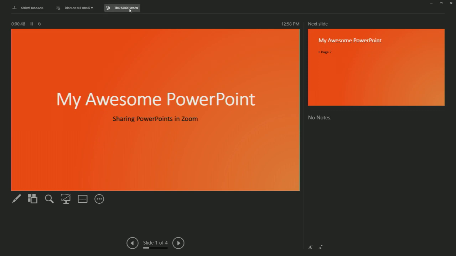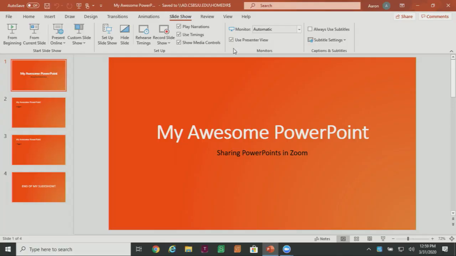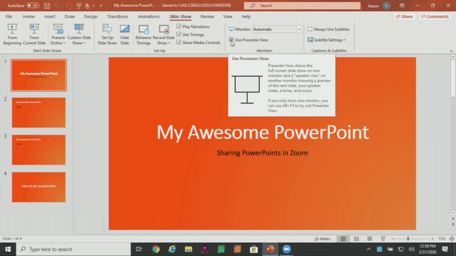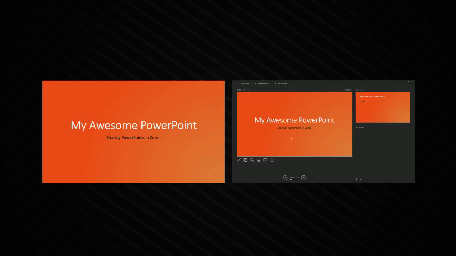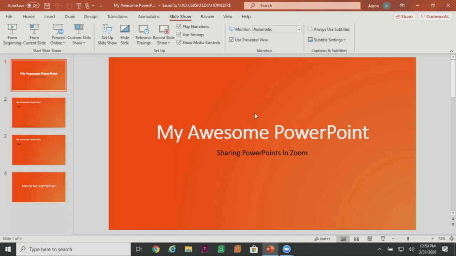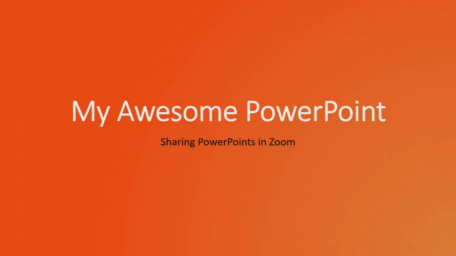If I end the slideshow and go up to the slideshow option, you can see there's an option here for use presenter view. And if that's checkmarked, you're going to get that presenter view look when you share your PowerPoint. Now if you don't want that, you can just uncheck it, and then when you do your slideshow, it's going to show up like it did before.